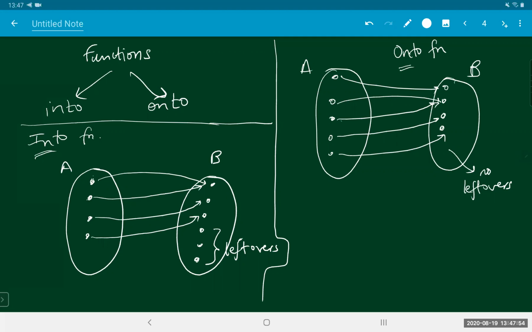So Kaustav says, what's an example of an into function where we have more images in B than we have elements in A? Sure. So let's take some. Any questions so far about what into and onto means? Then I'll go to examples.